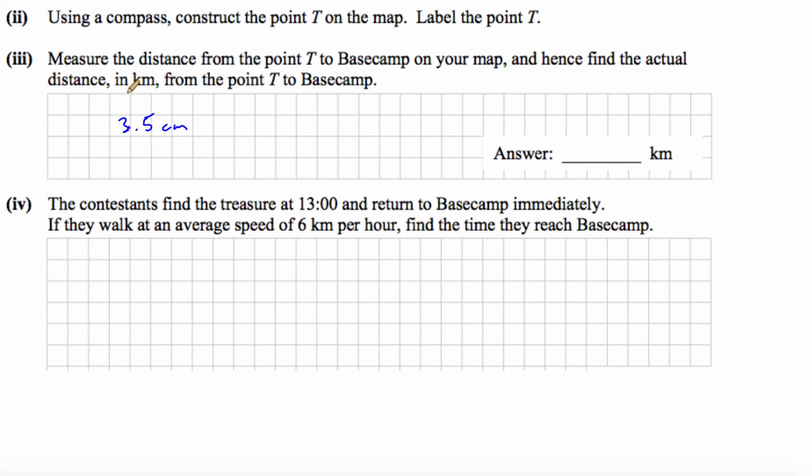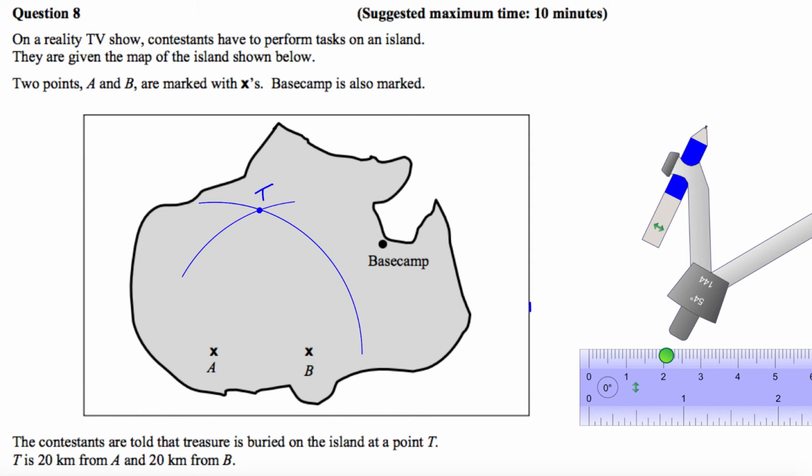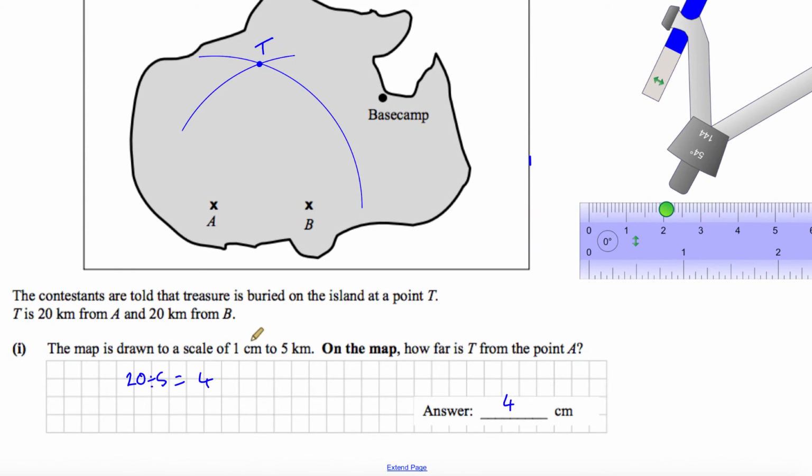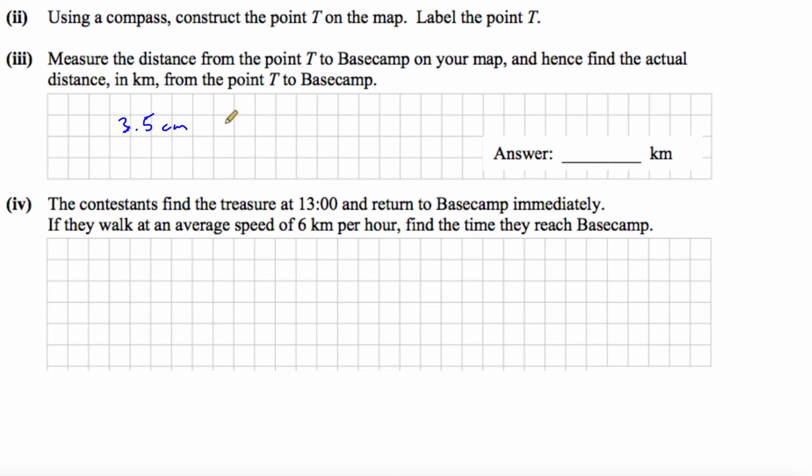However, they want to know what's the distance in kilometers. So remember, the conversion was 1 centimeter is 5 kilometers. Well then 3.5 centimeters, we're going to multiply that by 5 to get our distance in kilometers. And that gives us 17.5. So the answer is 17.5 kilometers. That's the distance from the point T to base camp in kilometers, the actual distance.